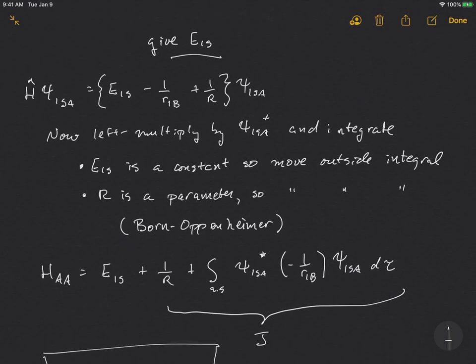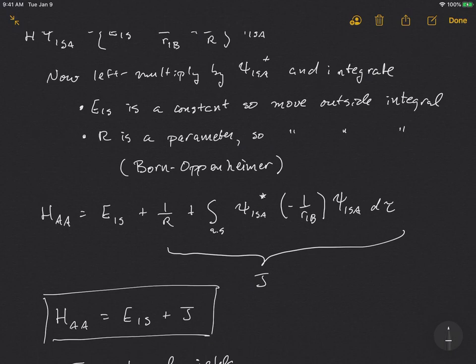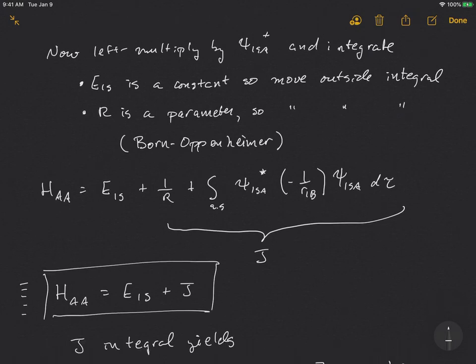But we still have this integral of psi 1sa star times minus 1 over R1b times psi 1sa, the integral of that over all space. We're going to collect some terms here and call the 1 over R part, and the leftover integral, we'll call J. And we'll see what that integral result is in a minute. But then this allows us to obtain this fairly straightforward result for HAA. It's E1s plus J.